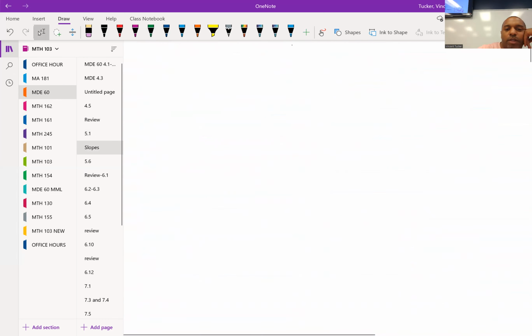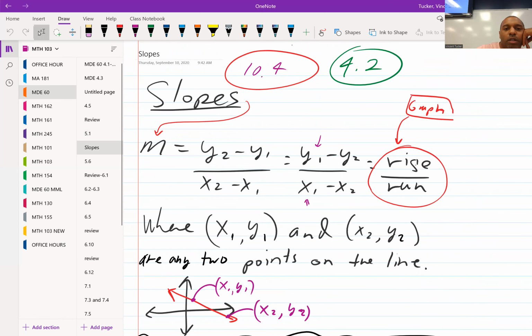All right, so one more thing today: looking at our slopes. That's coming out of section 10-4. Remember, intercepts were 10-3, and slopes come out of 10-4. So slopes. M is going to be the letter that we use to represent slopes.